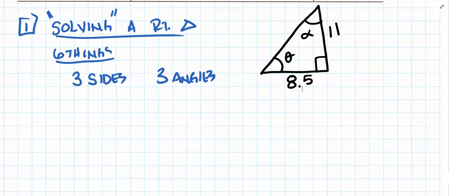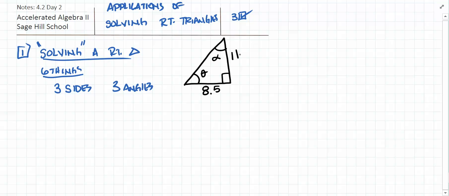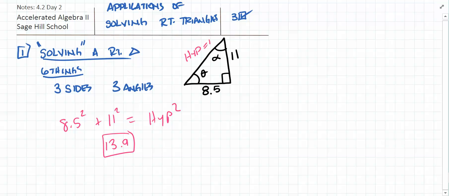Well, the hypotenuse is pretty easy to get. So what's the first thing that we're missing here of all the sides? Yeah, we're missing the hypotenuse, right? We don't have the hypotenuse. So can we easily get it? Of course we can. We just go 8.5 squared plus 11 squared is equal to the hypotenuse squared. So go ahead and now calculate that. Tell me what you get. So we have verified that the hypotenuse is about 13.9 units long. So now we know that this is 13.9. So now we have all 3 sides.